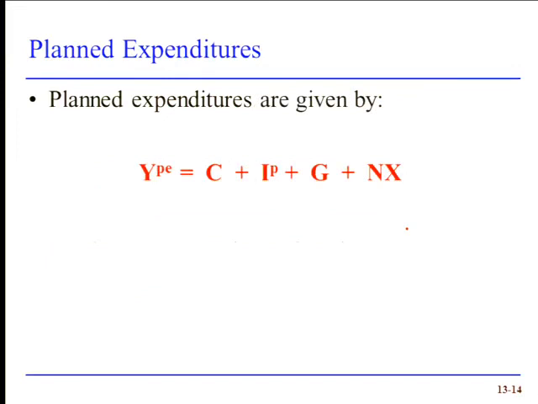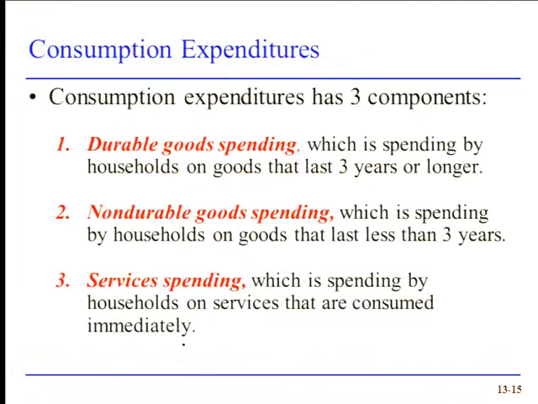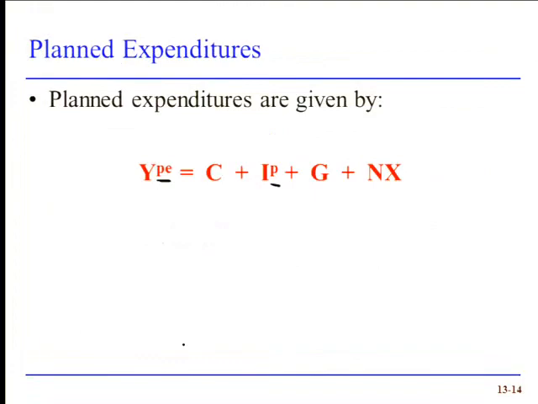So now we can write a planned expenditure equation where we use planned expenditures, superscript, right? So planned expenditures is simply consumer spending plus planned investment plus government purchases plus net exports. Now let's look at each of those 4 planned spending components in a little bit more detail.